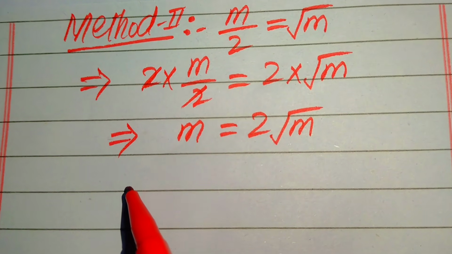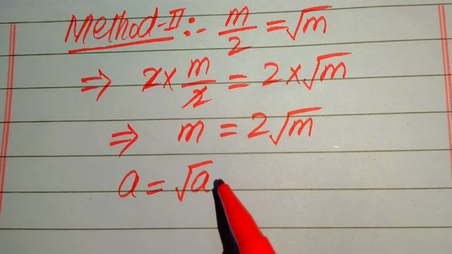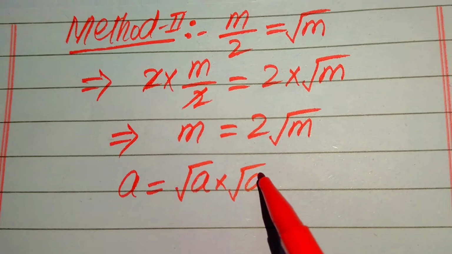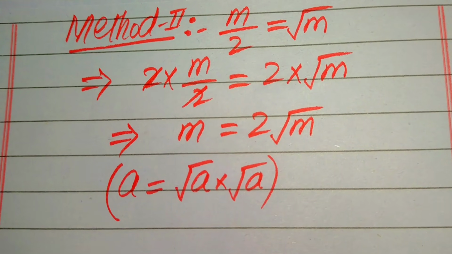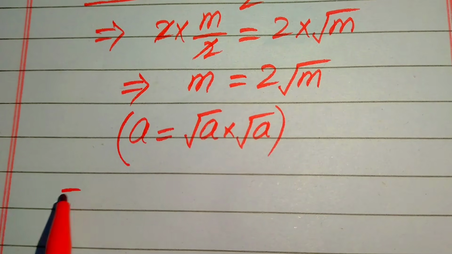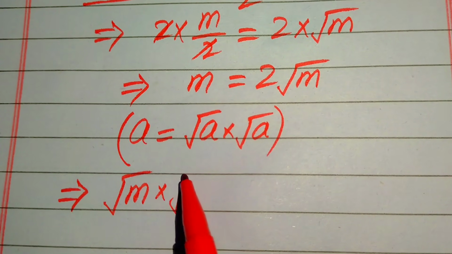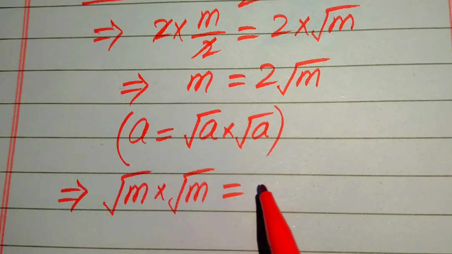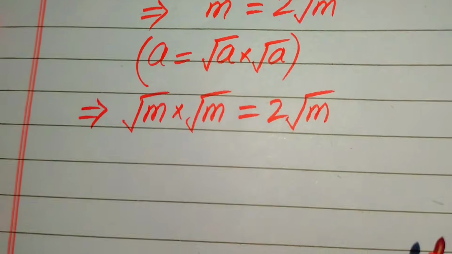This is m. We know that if you have any number a, we write this a in the form of a product of two radicals in this way. So according to this rule of radicals, we write the left hand side of the above equation in this form: square root of m multiplied by square root of m is equal to 2 times the square root of m.